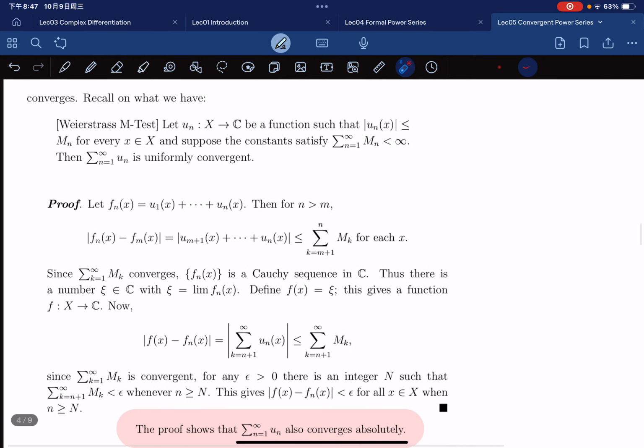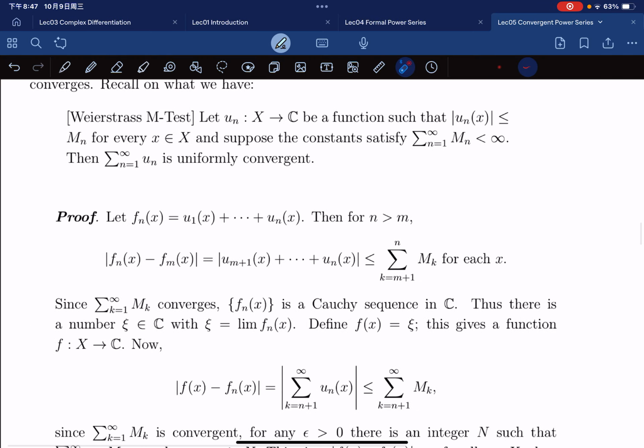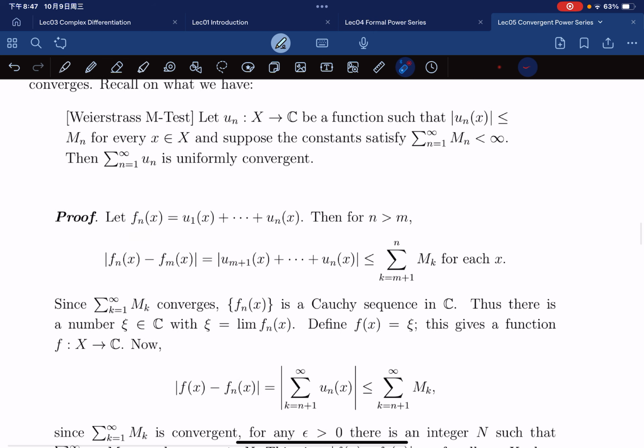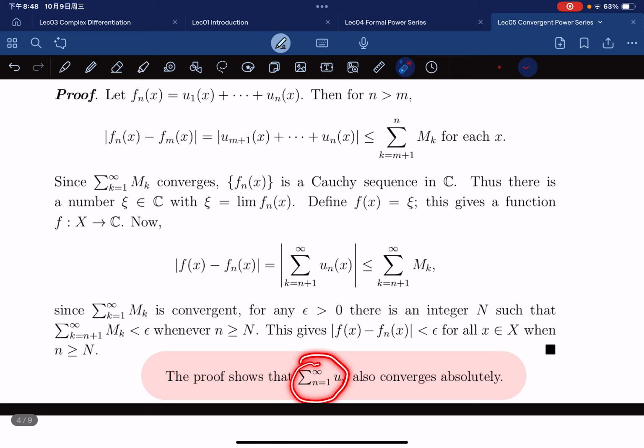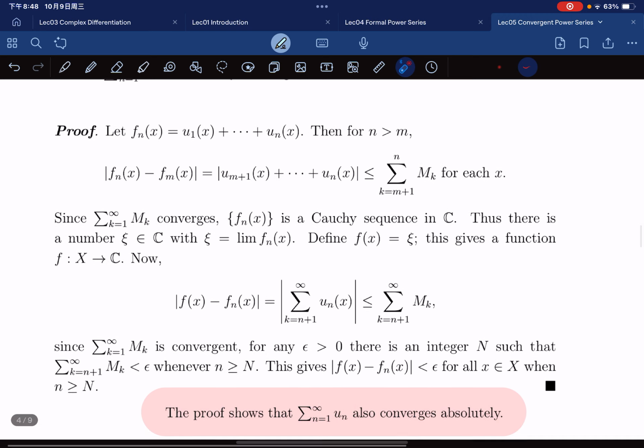And I just copied down the proof step by step, right? If you define the partial sum as this, then we can estimate this, and so on. So we show that this is uniformly convergent. But we can also show that this is absolutely convergent, so this also converges. How do we see this?